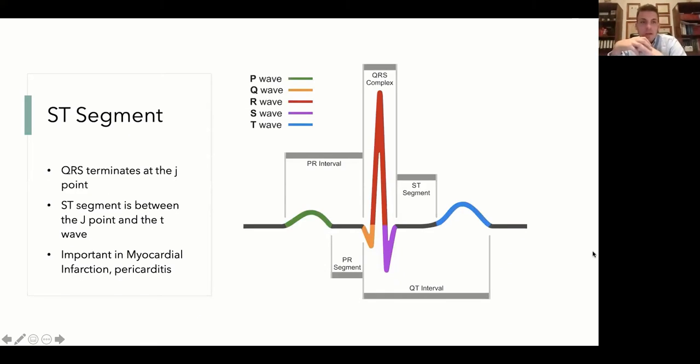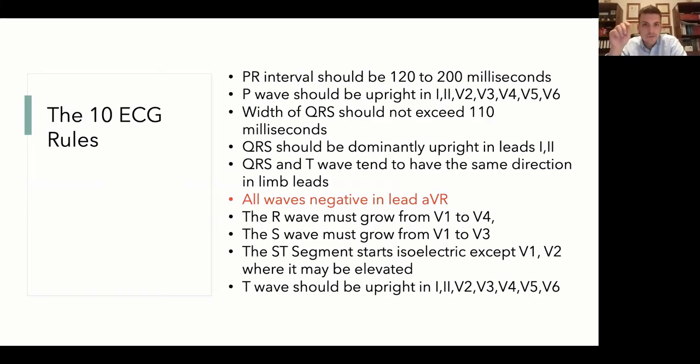Now, the ST segment. The ST segment is a part where the QRS terminates at the J point, and it is between the J point and the T wave. Also equally important in myocardial infarction as well as pericarditis, and we will go through this at later lectures. But keep in mind that the principal mainstay and presentation of an MI is the ST elevation. So the ST segment is very important to remember. We said it's from the J point up until the initiation of the T wave. Keep in mind, those are the 10 ECG.